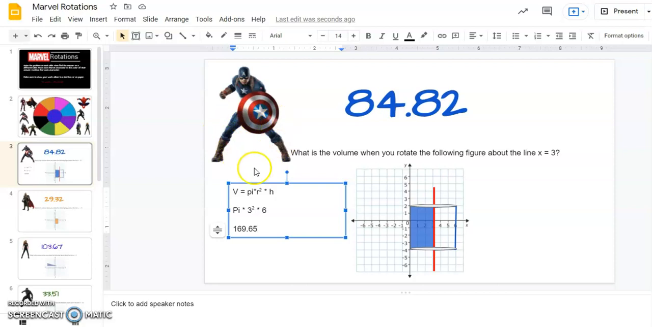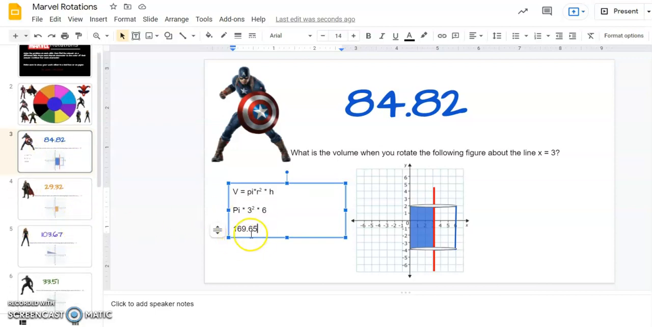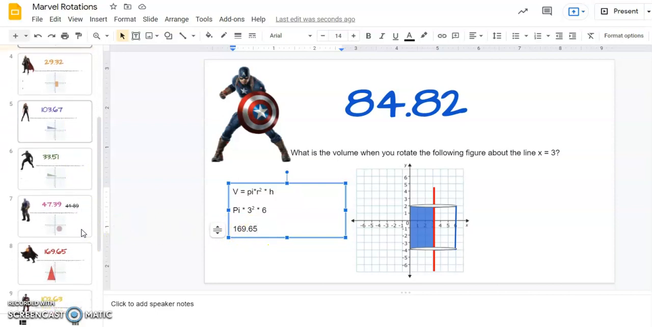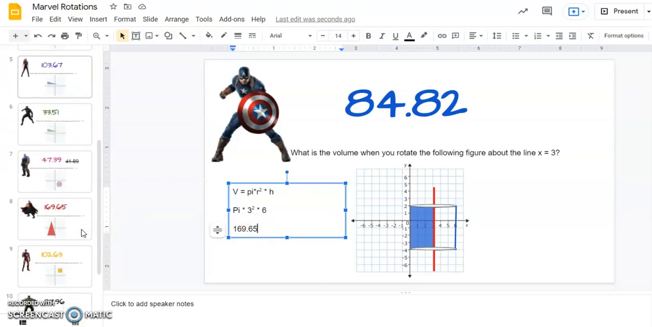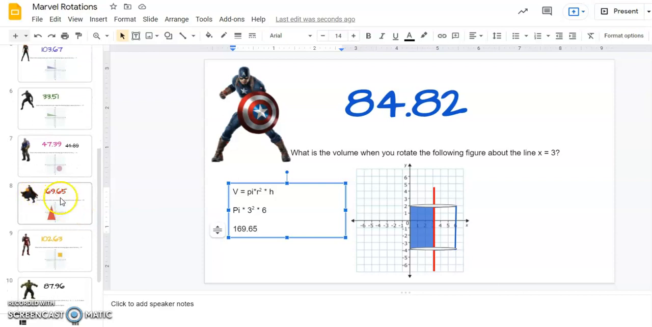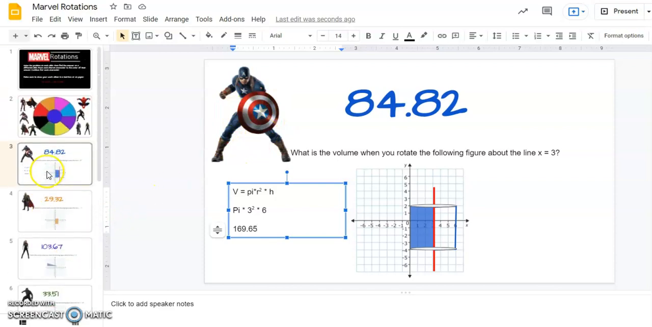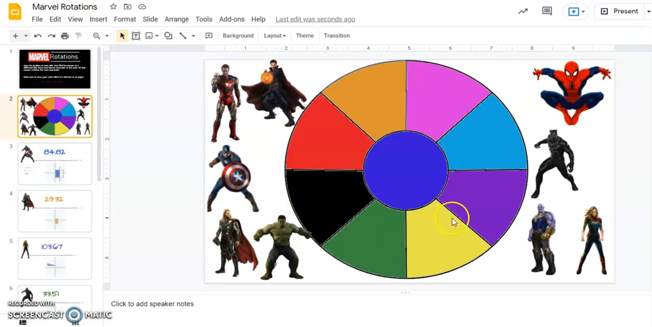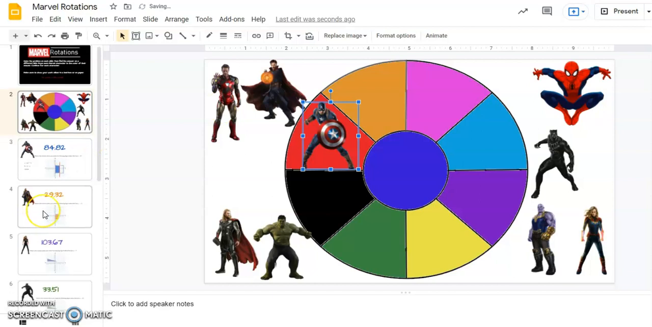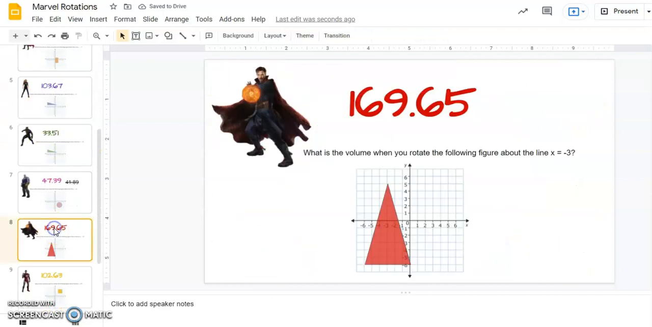Now I'm on the Captain America slide, so what you actually want to do is scroll through these over here, and notice there's a big number in color at the top. So I'm going to scroll until I find 169.65, which is here. See, it's red. So what that means is Captain America goes on the red spot. So up here, I'm going to drag Captain America into the red one. Now, because I jumped to the red one, this is the problem I'm going to do next.